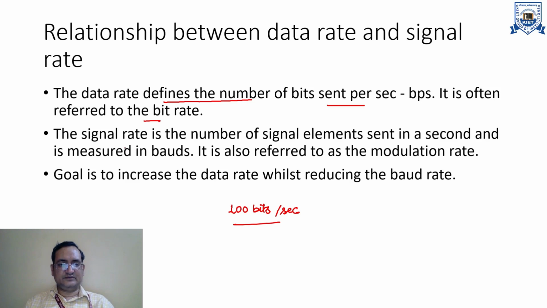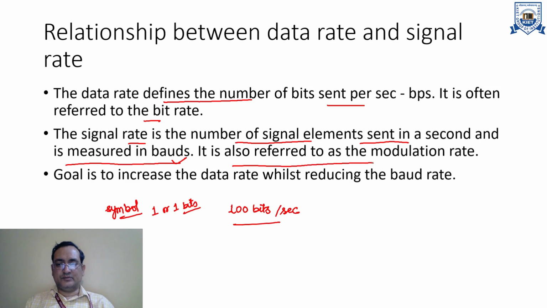As I have said, the signal rate is the number of signal elements sent in a second and is measured in bauds. Baud will be preferred if you are sending your data in terms of symbols, which are usually a combination of one or more bits. It is also referred to as modulation rate. So the goal is to increase the data rate while reducing the baud rate.